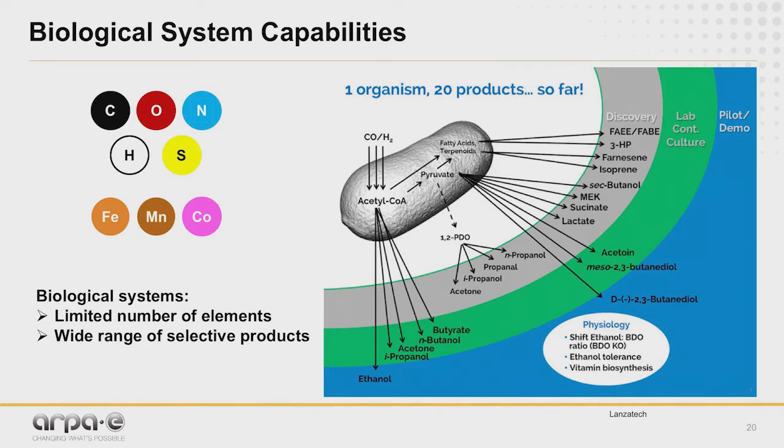A good example is what I'm showing here to the right. An ARPA-E awardee, LanzaTech, can take carbon monoxide and hydrogen, those exact same feedstocks, and convert them using a single organism to 20 different products selectively. And that level of selectivity would be nothing short of astounding in a heterogeneous system. So that got me thinking, how do biological systems take these feedstocks and convert them so selectively? And what tools do they use and how can we leverage those in envisioning new types of heterogeneous catalysts?